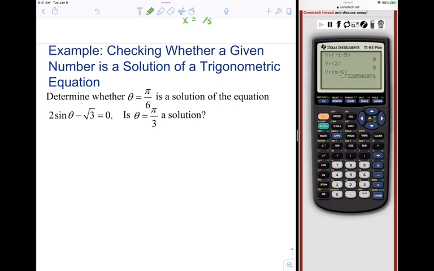Let's go ahead and just really quickly try the second one. We're going to do pi over 3. Again, if it is a solution, what kind of result are we anticipating? 0, and we got it, right? That's all. It didn't ask us to solve. It just asked us, is this a solution, yes or no? It didn't ask us to solve, right? Is that okay?